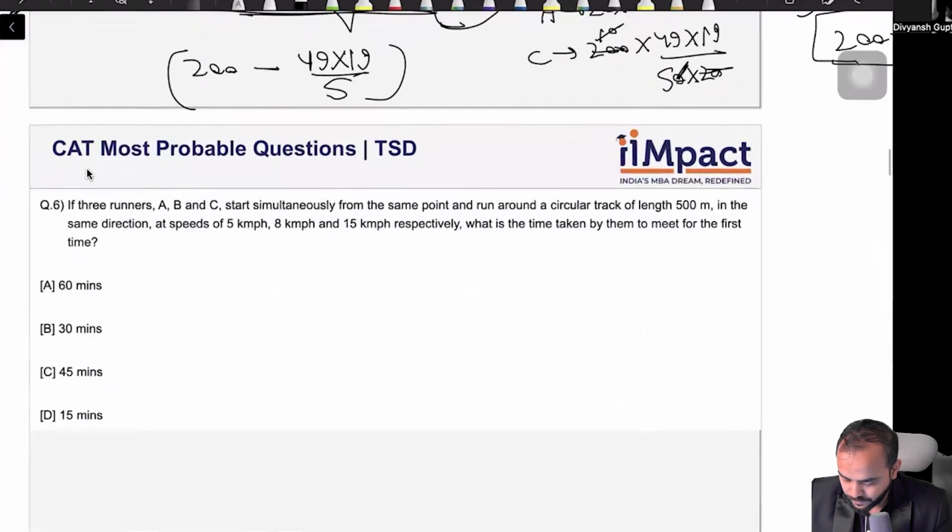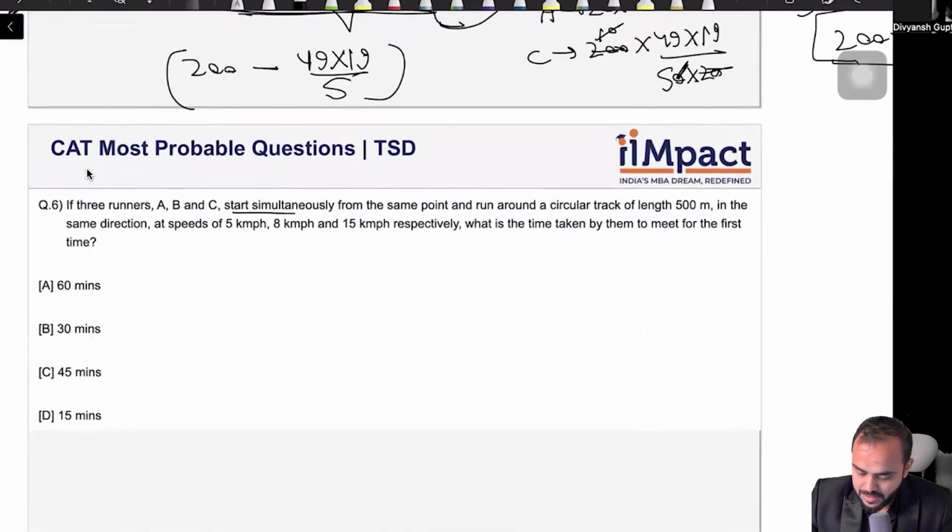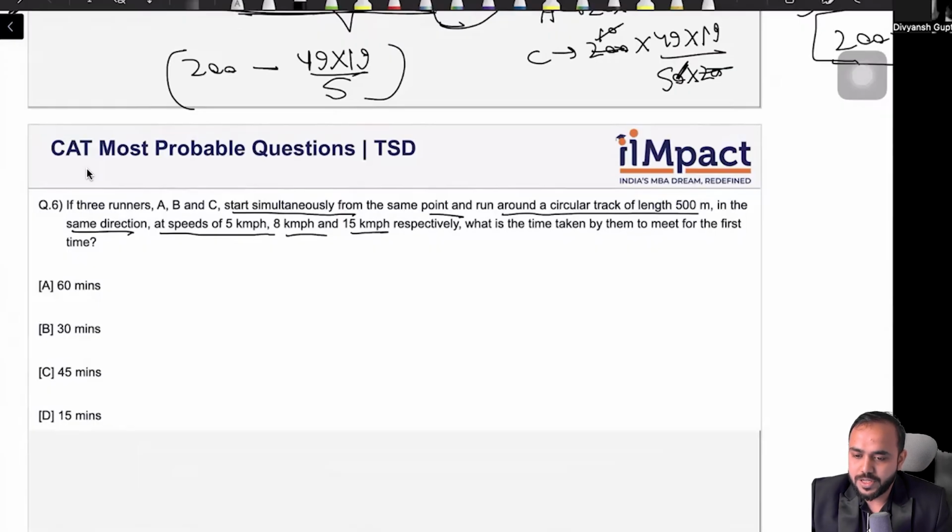Moving on. Three runners A, B, C start simultaneously from the same point and run along a circular track of length 500 meters in the same direction at speeds of 5, 8, and 15 kilometer per hour. What is the time taken by them to meet for the first time?